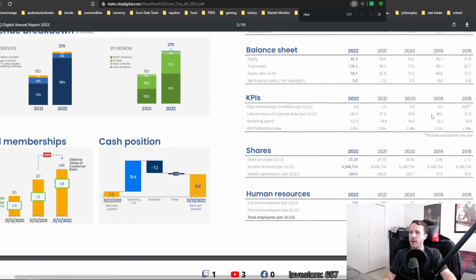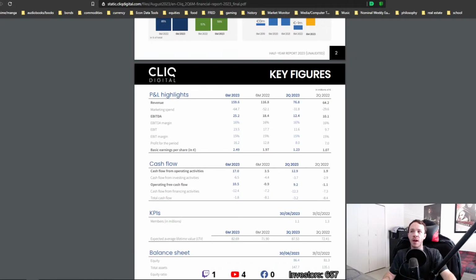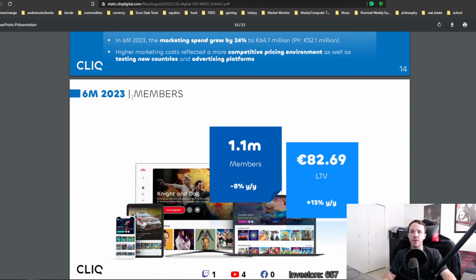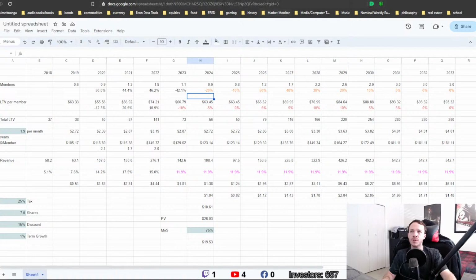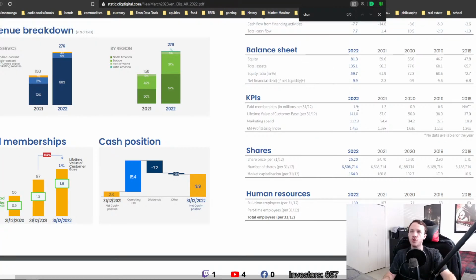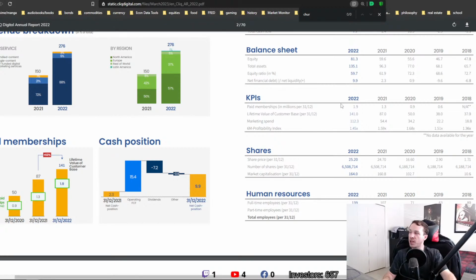We have the paid memberships growing from 2019 upwards, hitting about 1 million in 2020, 1.3 in 2021, up to 1.9 million in 2022. And then as of the 6 months since then, it had dropped to 1.1 million members. Oh, go to this page. Yeah. 1.9 million members in 2022 to 1.1 in 6 months. So we had a huge drop off in just a 6 month period of time.